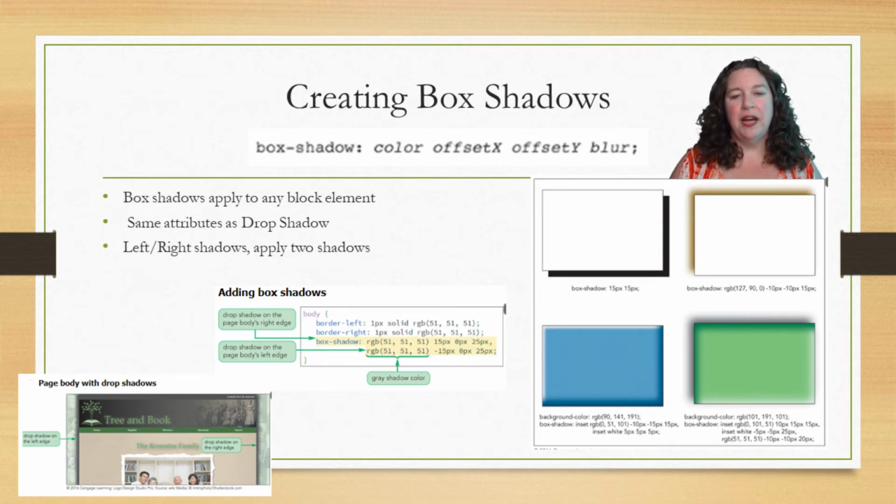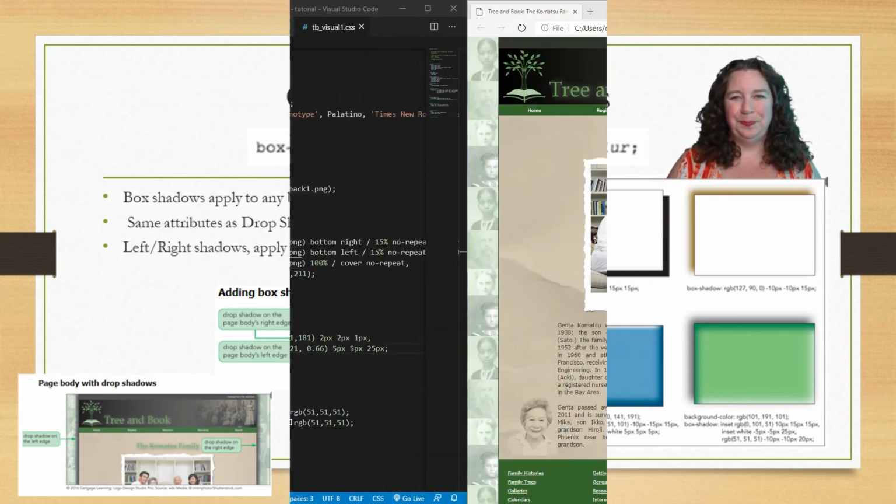If you want to apply a shadow to both the left and the right side, you need to apply two shadows. So it needs to be first a left side being an offset of negative, like in this case, a positive 15 and a negative 15 will cause it on two different sides. Let's go watch that in code.